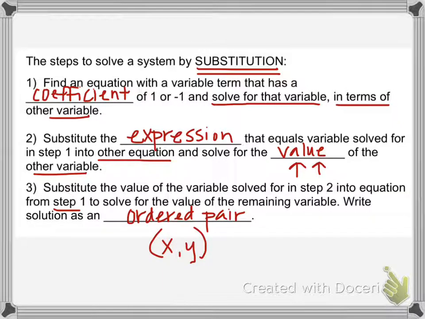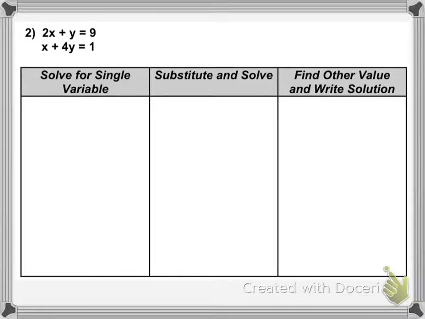Sometimes you'll have systems that don't use x and y's as the variable, and you would just write those values. You wouldn't write it as an ordered pair. All right, so let's try some examples. All right, so let's try this system.